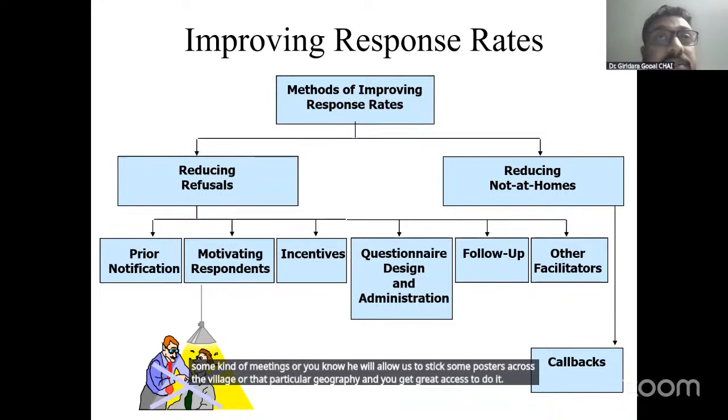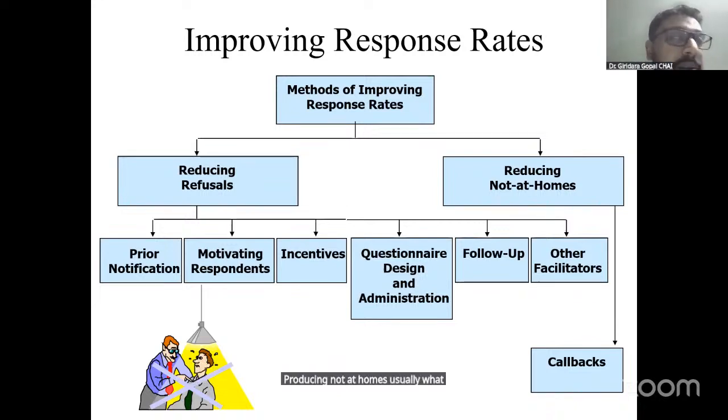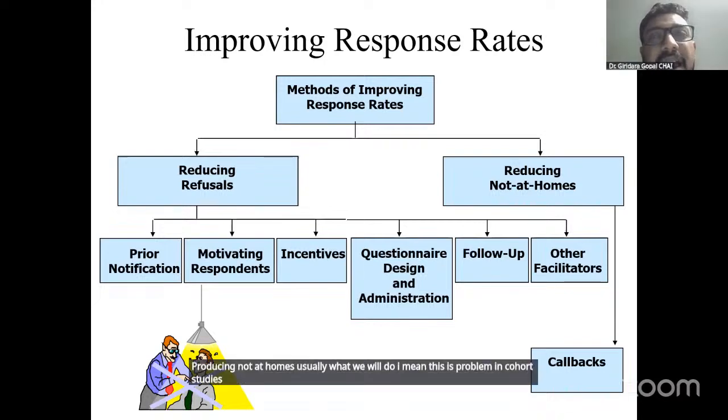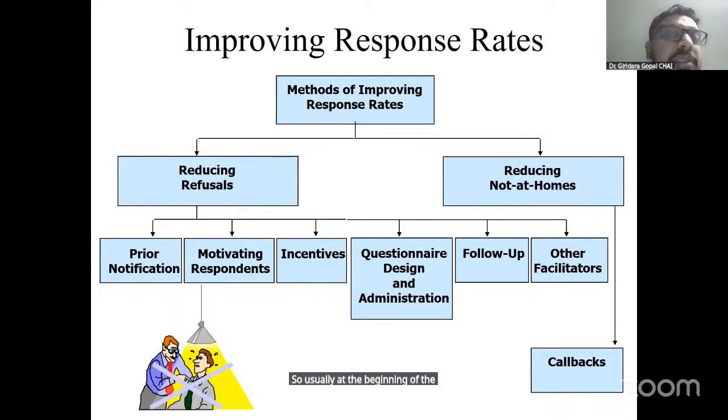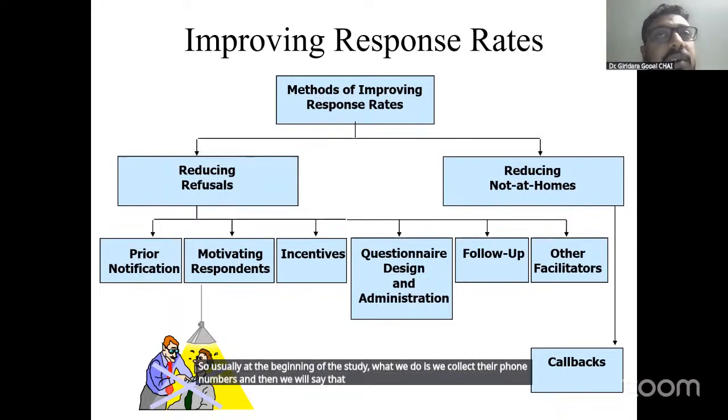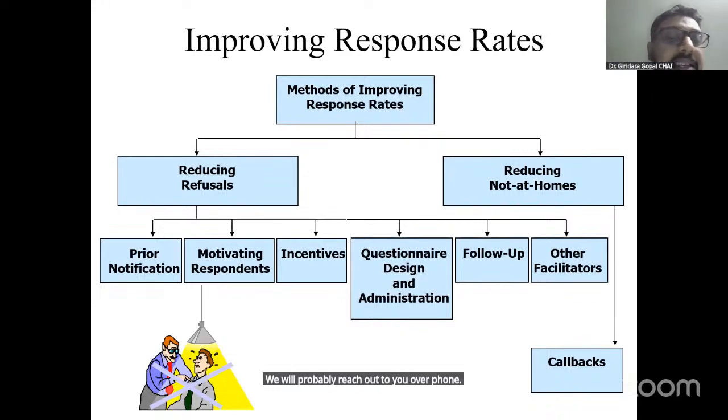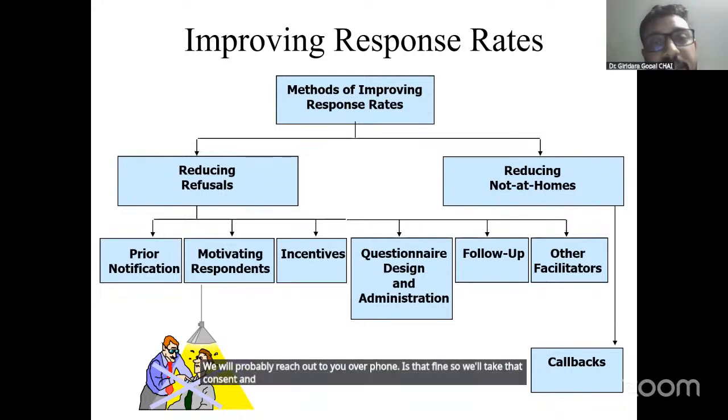Reducing not-at-homes, usually what we will do, I mean, this is a problem in cohort studies. So we start with 1,000 people. Mostly, as I said, some people would migrate out, some people would probably lock out and run away. You will not be able to trace them. So usually at the beginning of the study, we collect their phone numbers, and we will say that, hey, in case you are not at home, we will reach out to you over phone. Is that fine? So we'll take that consent and we will make them a call. That way we could ensure that there is a good response and no loss to follow up.